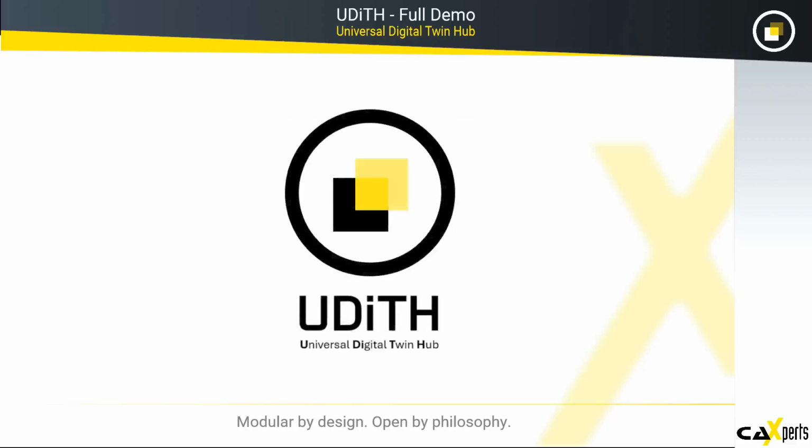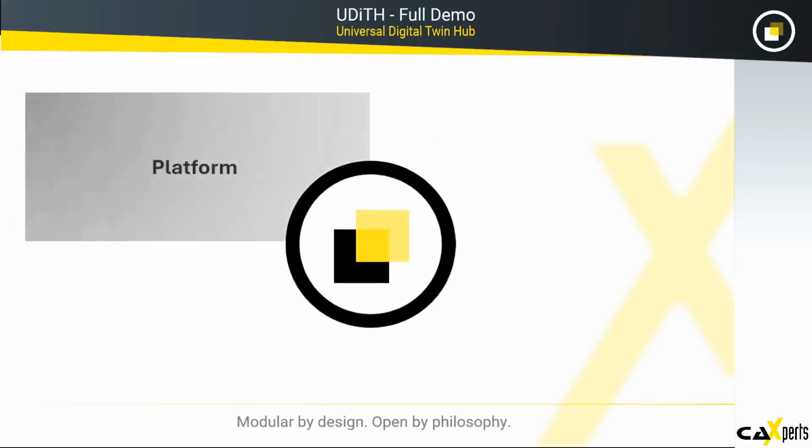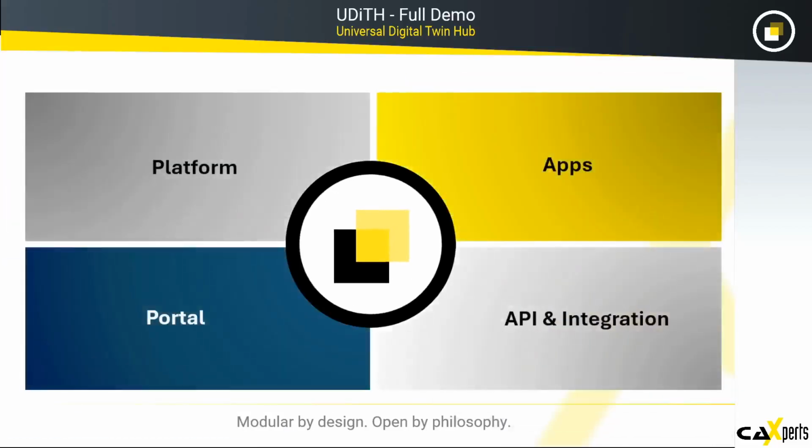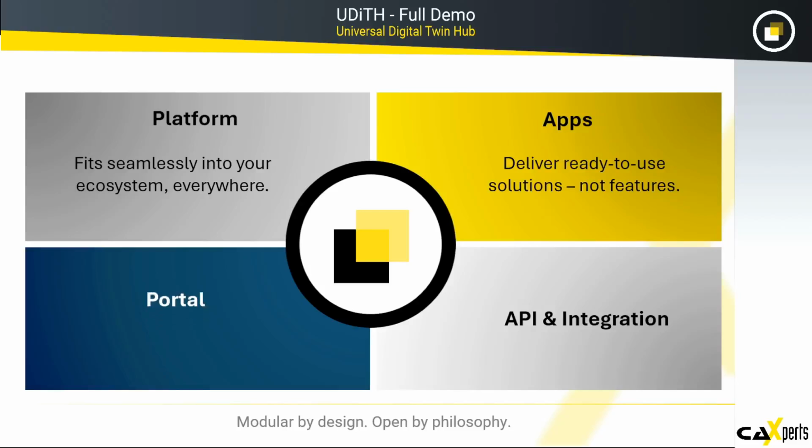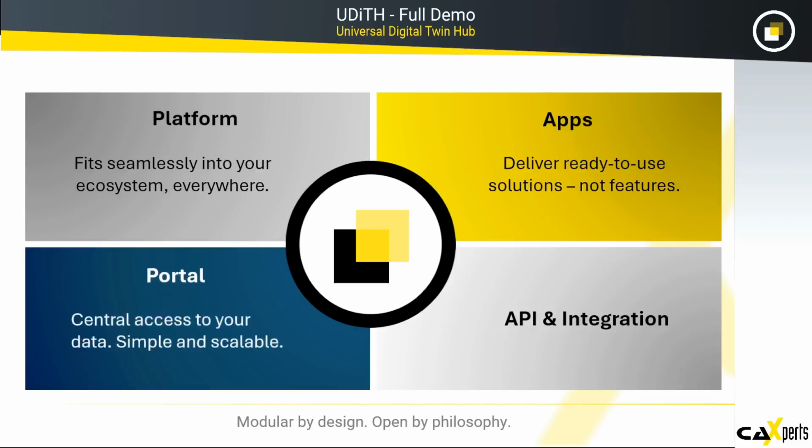But what is UDiTH? UDiTH is based on 4 main pillars, that are not separate from each other, but rely upon each other. One of them is the platform that fits seamlessly into your ecosystem, as I mentioned before, everywhere, anytime. The apps that deliver ready-to-use solutions and not just features. So it's very use case centric. The portal, as your central distribution platform, allows central administration and central access to your data, permission-based, simple, and scalable.